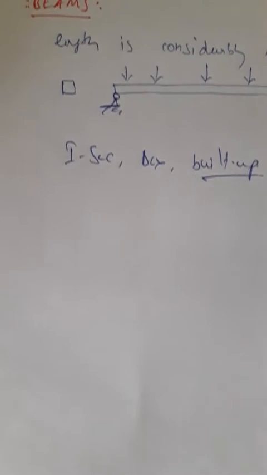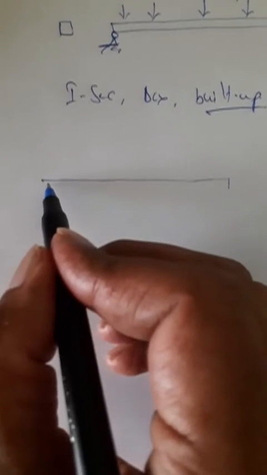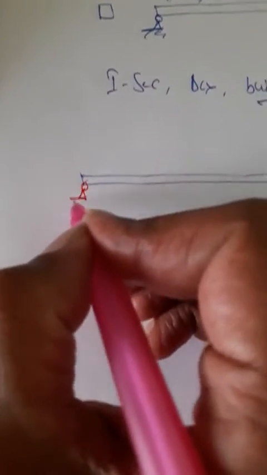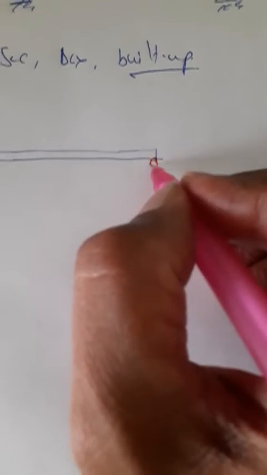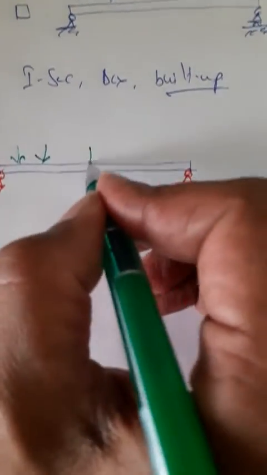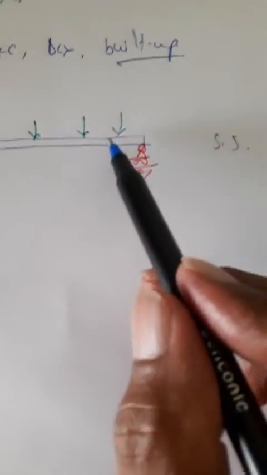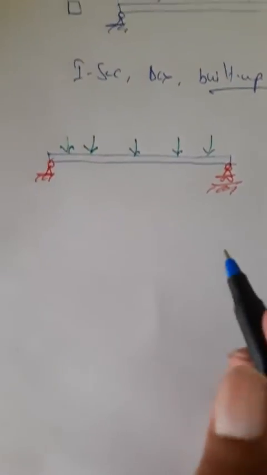Say I have a simple beam with two supports. Say the first support is hinged, the second is roller. So this type of support arrangement is known as a simply supported beam. Here at one end it can undergo rotation, and at the other end it can undergo rotation as well as translation.